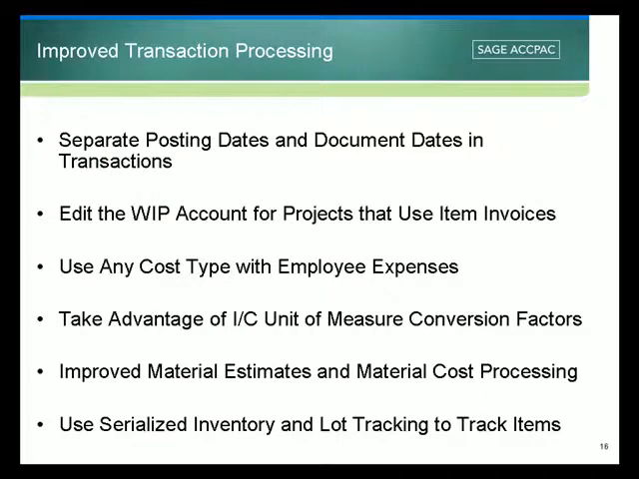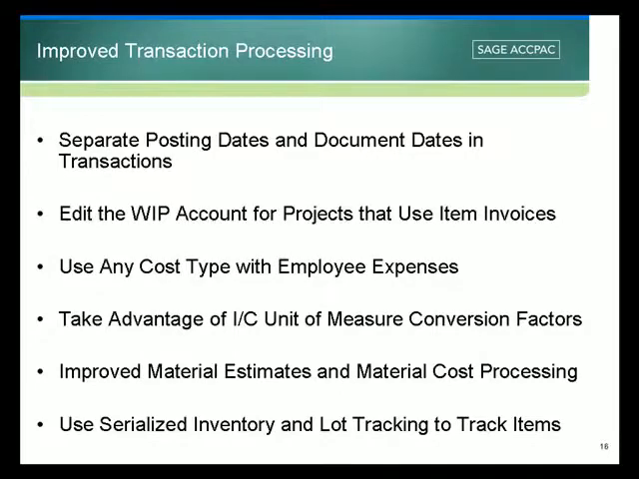Use any cost type with employee expenses. In previous versions, when you processed employee expenses, you could only specify categories that use the labor cost type, even if the expense code was for hotel expenses or airfare. In version 5.5, the time card form lets you specify a category that uses any cost type, so you can classify employee expenses using categories that are consistent with the actual expense.